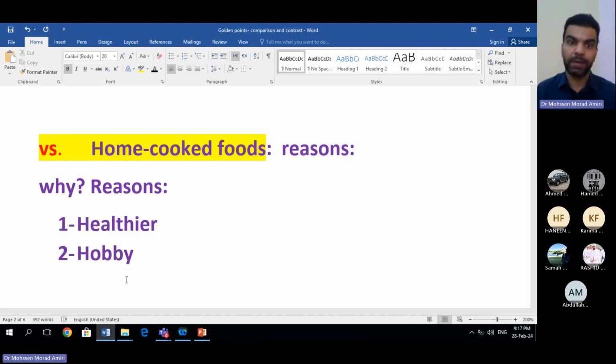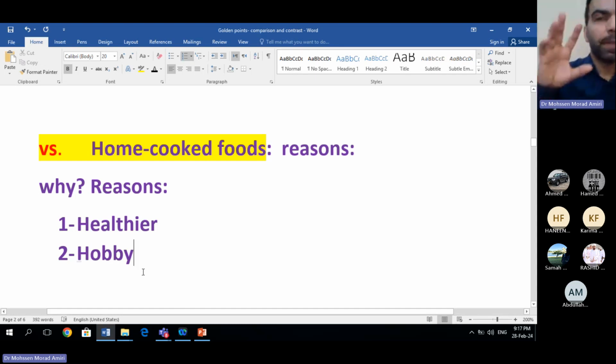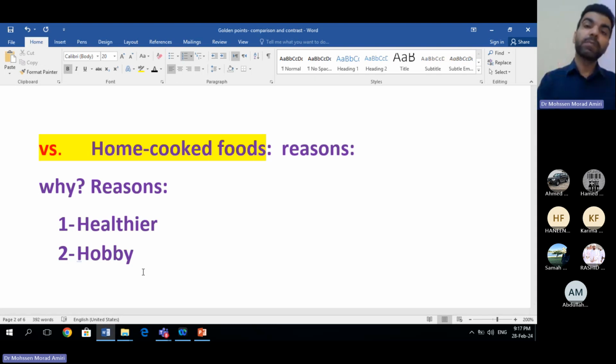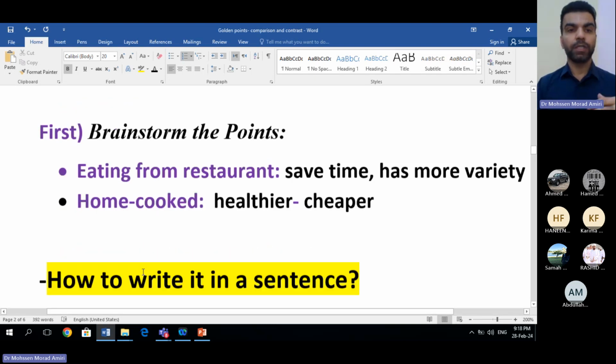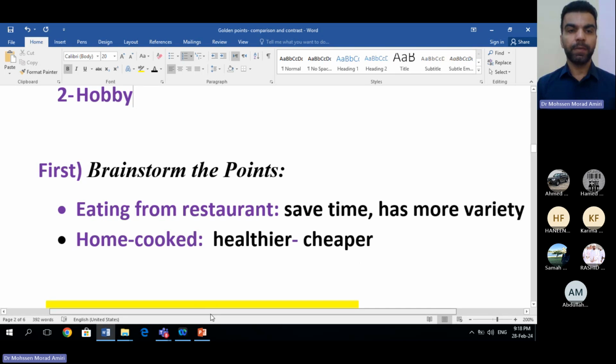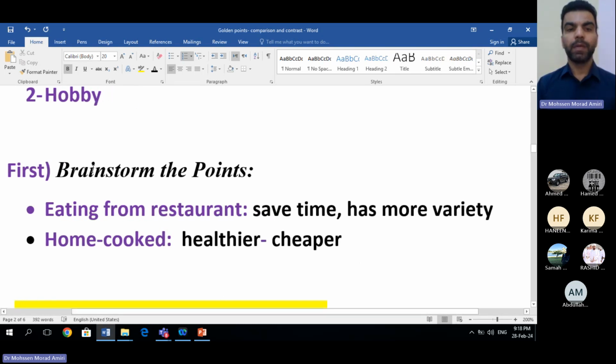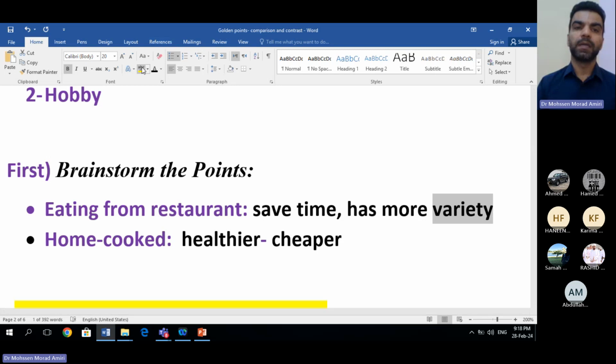See, like this, you can give reasons. So we brainstormed. This is the most important part of your comparison and contrast. Now let's continue with what I myself brainstormed. Eating from restaurant: saving time. It has more variety. Write down this word, variety.